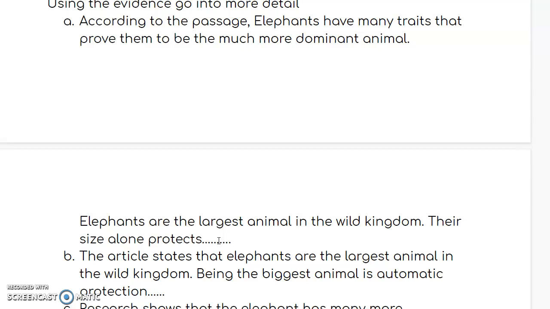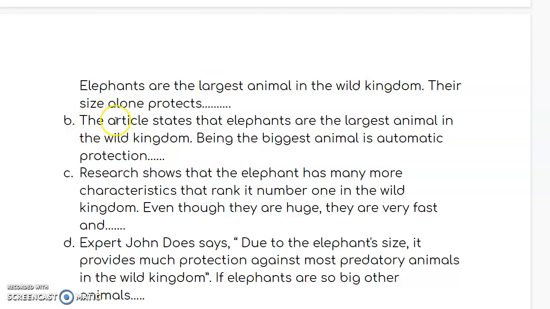If you cannot talk about it and explain it in your own words that make sense to you, it is not going to make sense to the person reading it. Down here, we have the article states that elephants are the largest animal in the wild kingdom. Being the biggest animal is automatic protection. It's all how you word it and whatever you can explain. Once again, whatever you're comfortable with. Just make sure you stick to what your claim is.